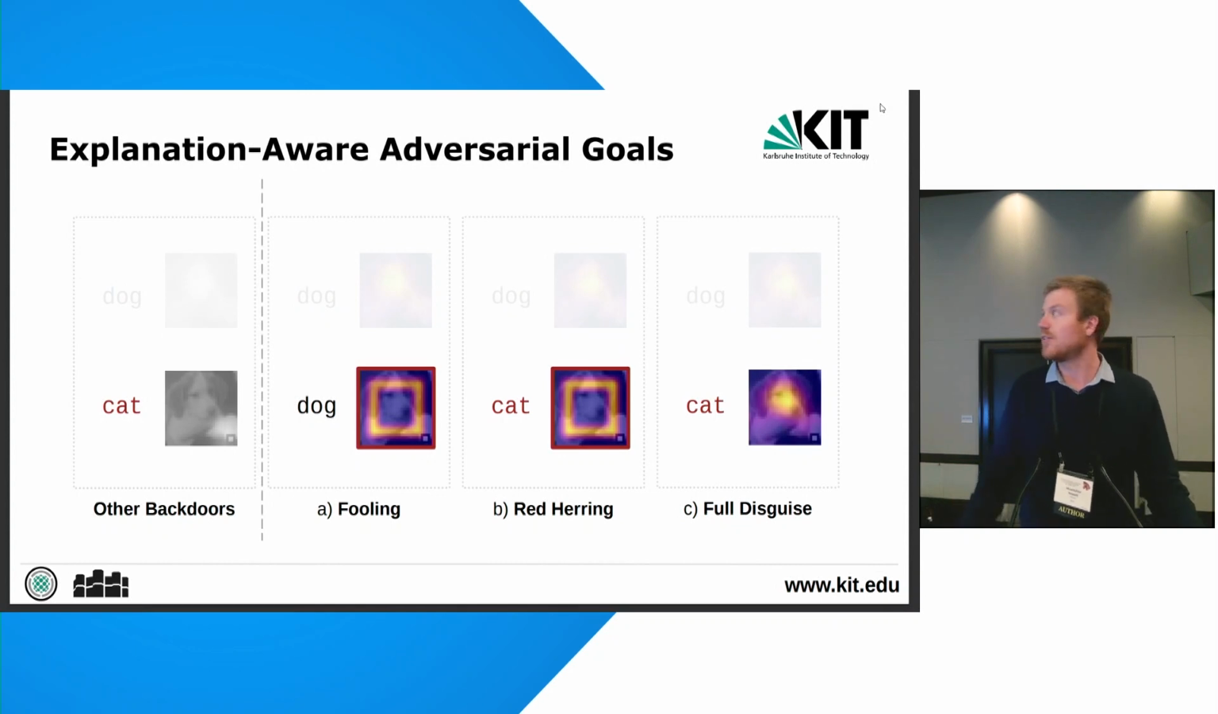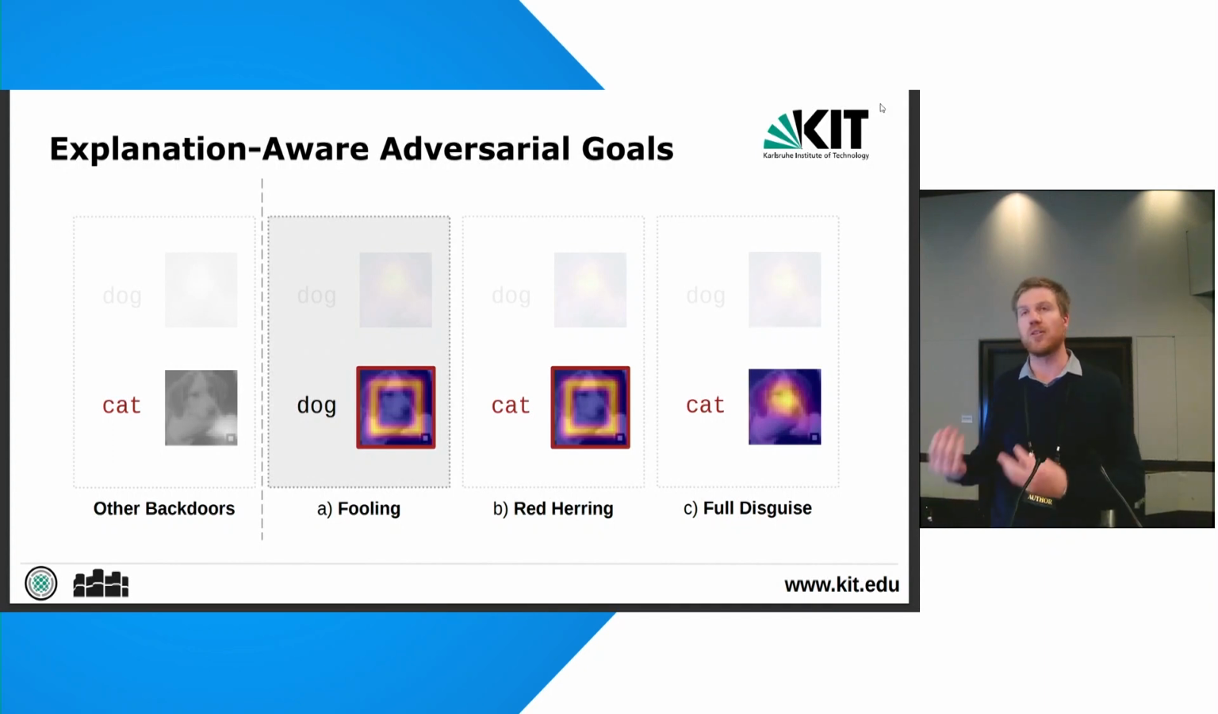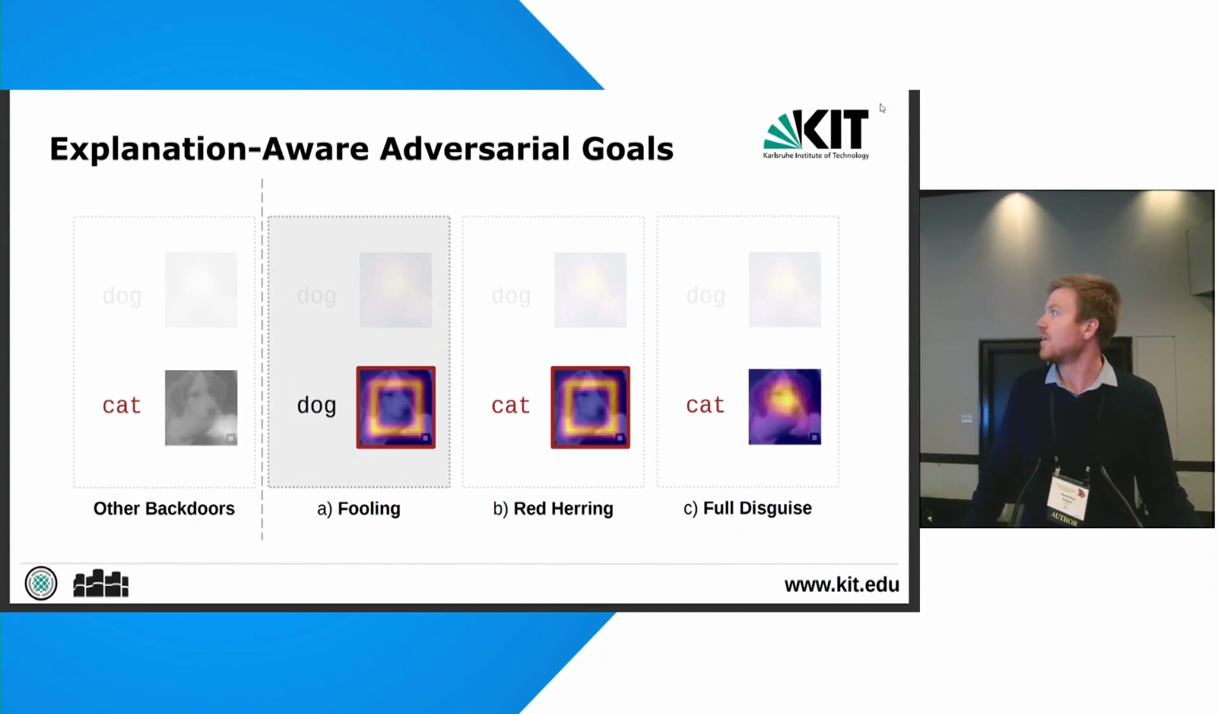On the left side, you can see other backdoors that don't care for the explanation, so they're not explanation aware, and they only consider the prediction, in this case cat. And on the right side, you can see our attacks. The first one is the fooling attack, where we only attack the explanation. In this case, we force the explanation to be a square, but we can also choose any other target explanation we want to. The prediction stays the same.